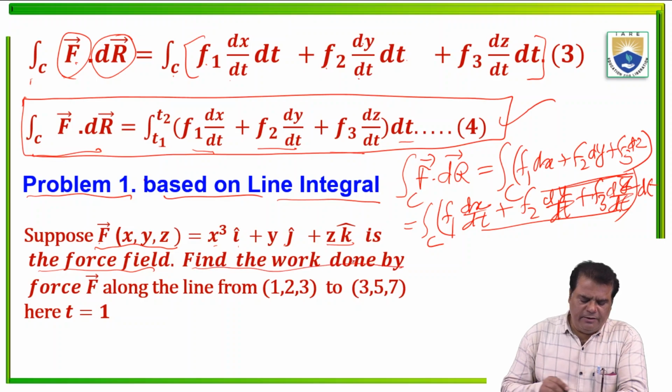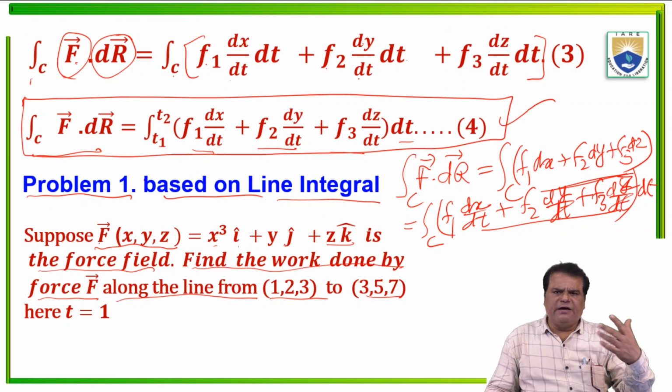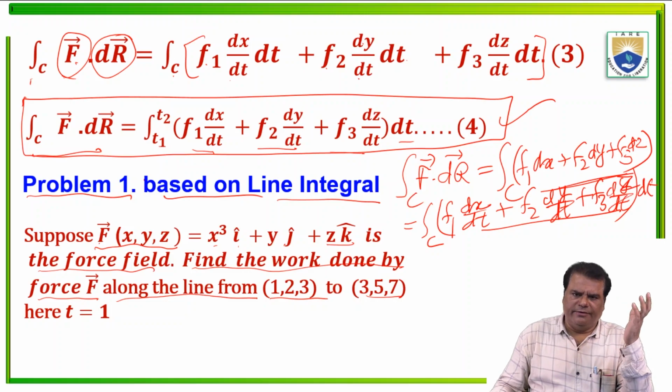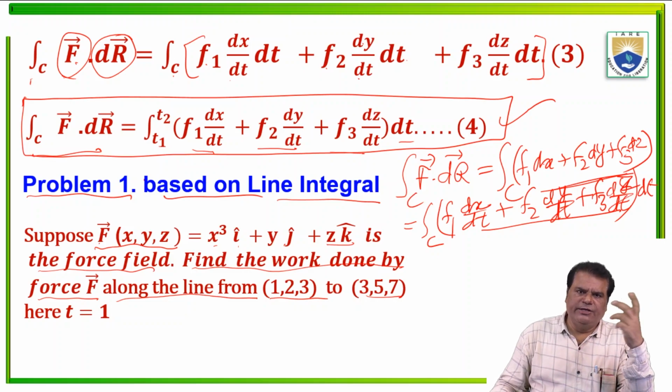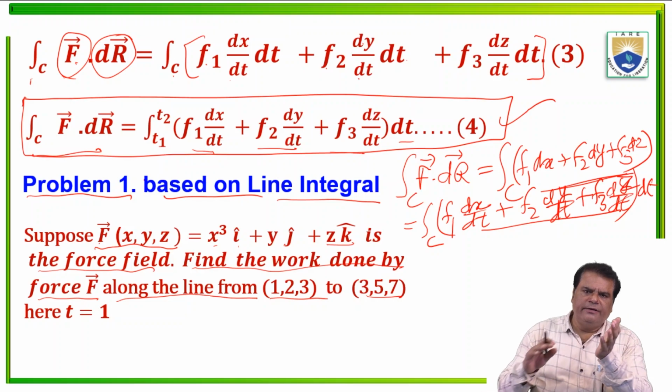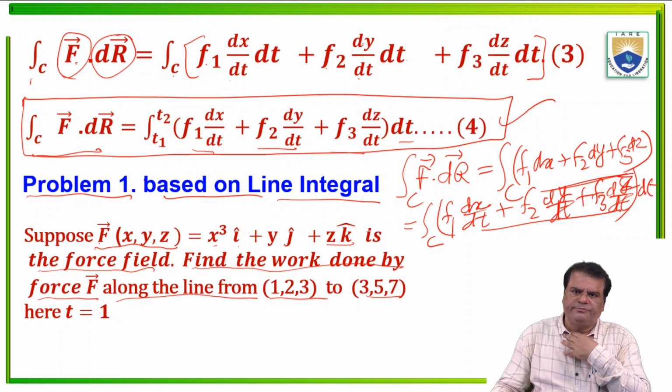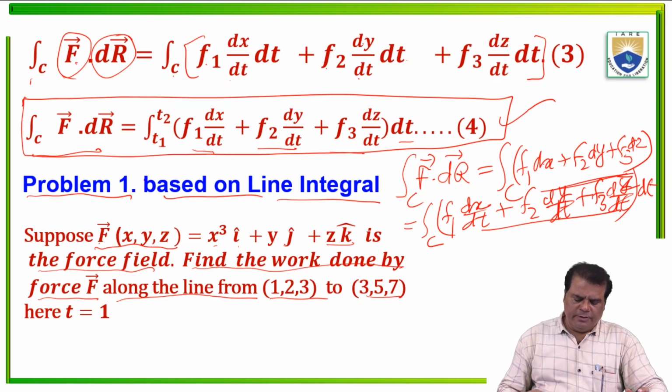Find the work done by the force F along the line from this point to this point. First of all, we want to find the equation of the line. What is the line equation? And the particle, a body, moves from point A to B. So here, solution.